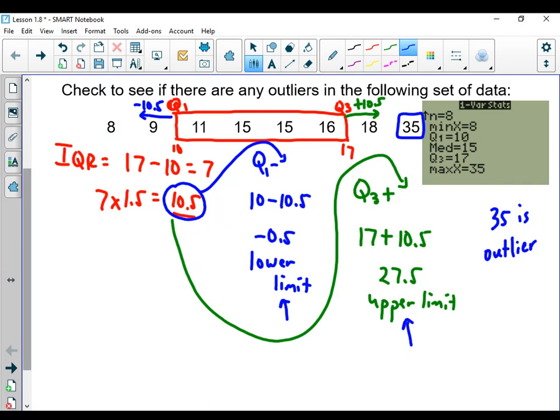Okay. So it seems a little bit tricky at first, but if you use the rule, it's just a matter of adding it on one side, subtracting it on the other side. And make sure you do that from Q3 and Q1. So again, if you have a problem like that, always show me what's the lower, what's the upper one.